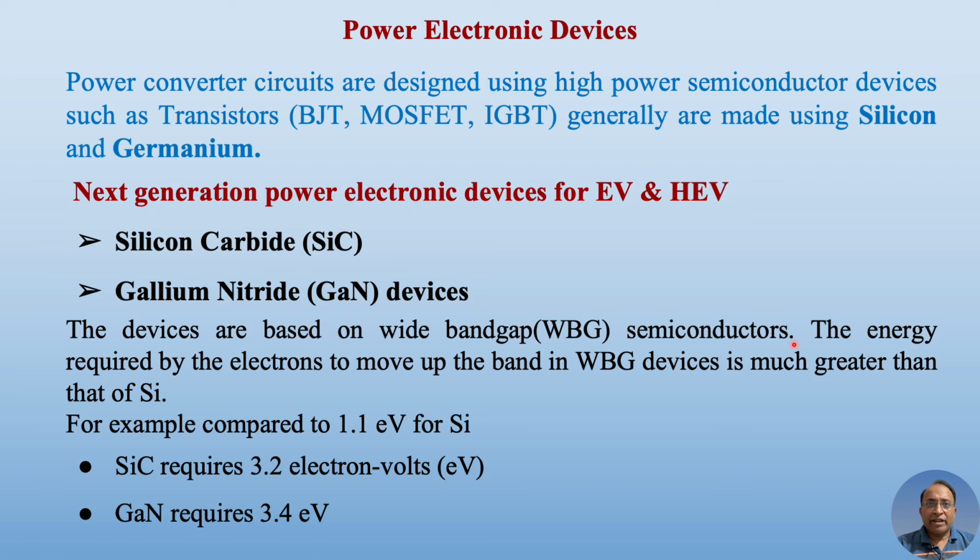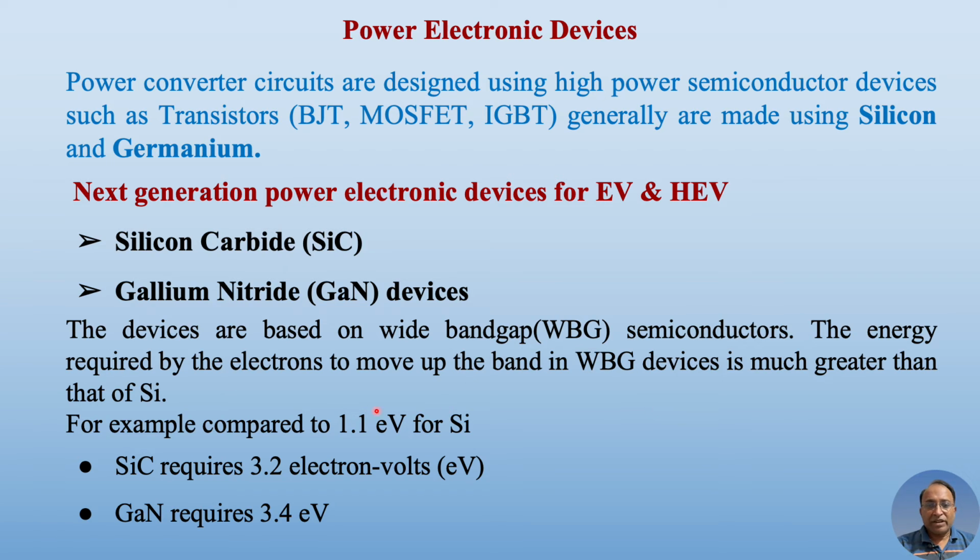Now what is the band gap? Band gap is basically the energy required by the electrons within a semiconductor to move up the band. That is what is called a wide band gap. If the energy required is more, the electrons have to overcome a wider band gap from the unexcited state to the excited state in order to provide the necessary conduction of transistor switches.